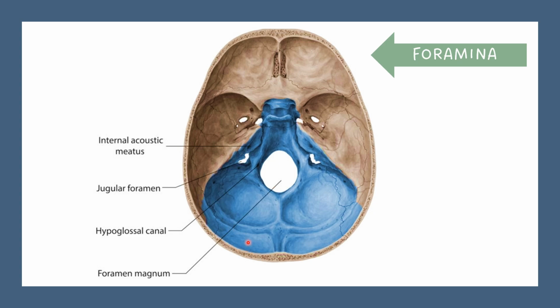The foramina seen in the posterior cranial fossa are the internal acoustic meatus, jugular foramen, the hypoglossal canal and the foramen magnum. You can listen about these foramina in my video, the link of which is given in the description box.